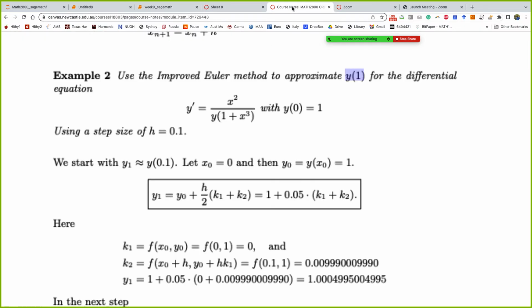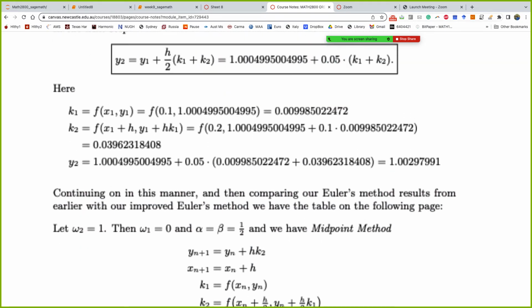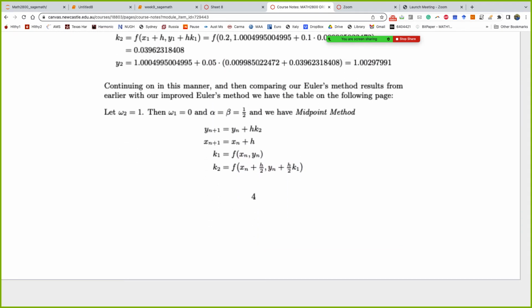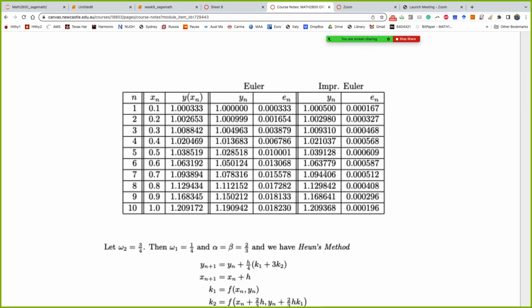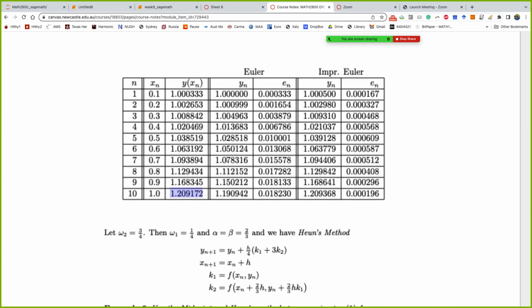Okay, so what's this solution? What's the answer of this question in the book? Right, so this is the answer, 1.209172. Can we compare it? Okay, this might be a little bit different, but it's okay. But we believe that our work, oh, okay, this improved Euler is here. 1.209.